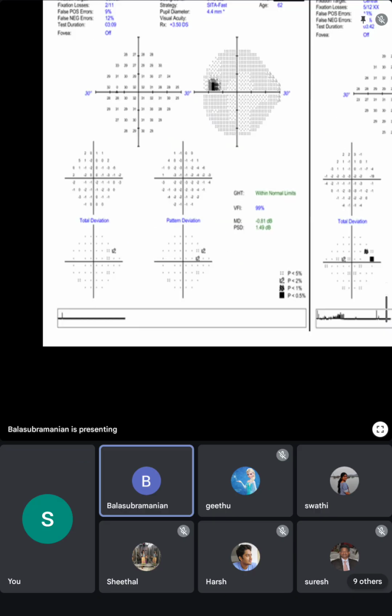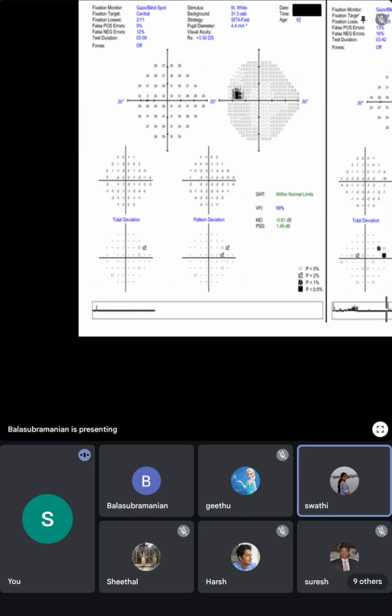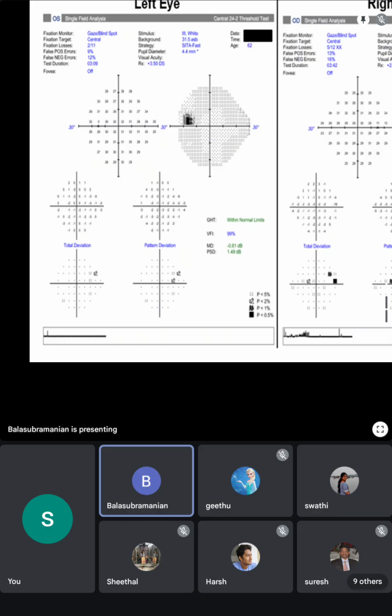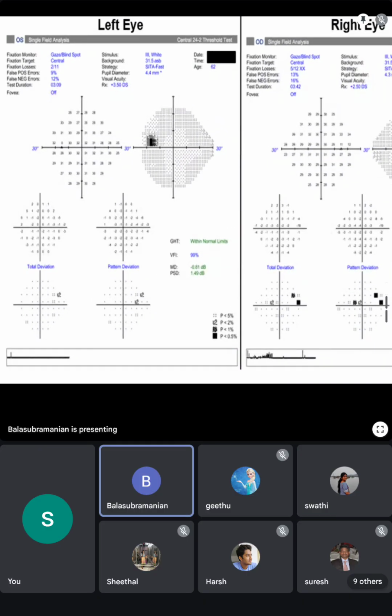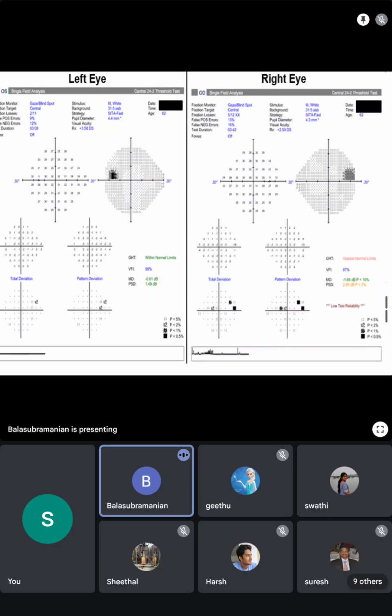Then comes the total deviation numerical plot, and total deviation probability plot. It shows two points in the superior and inferior temporal field. The left eye is relatively normal. There are only one or two small changes which we have to watch for in the further testing.